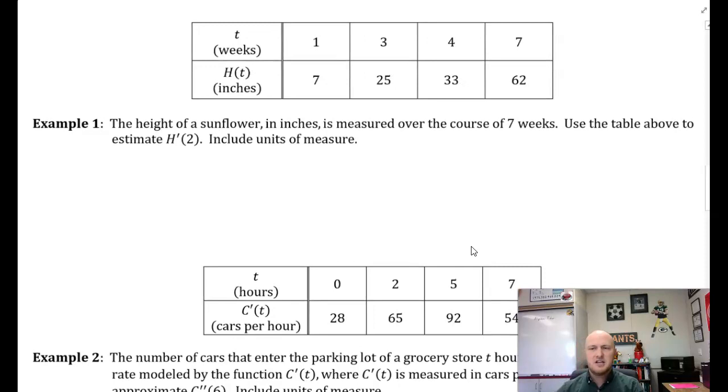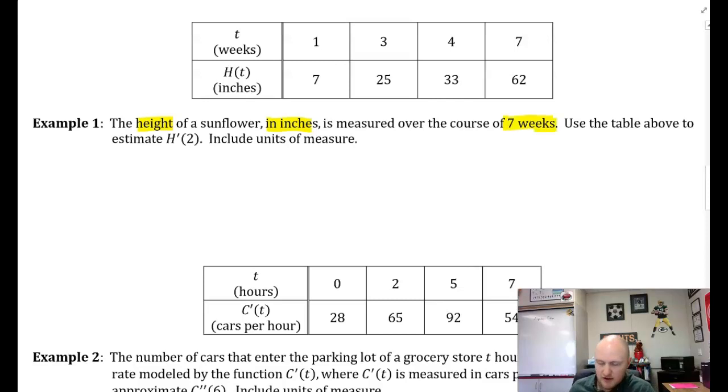All right, so let's go ahead and look at an example, and some of these should seem familiar. We kind of touched on these in Unit 2 when we were approximating derivatives, but here we have some context. So example number 1. The height of a sunflower in inches is measured over the course of 7 weeks. Use the table above in order to estimate h prime of 2. Include units of measure.